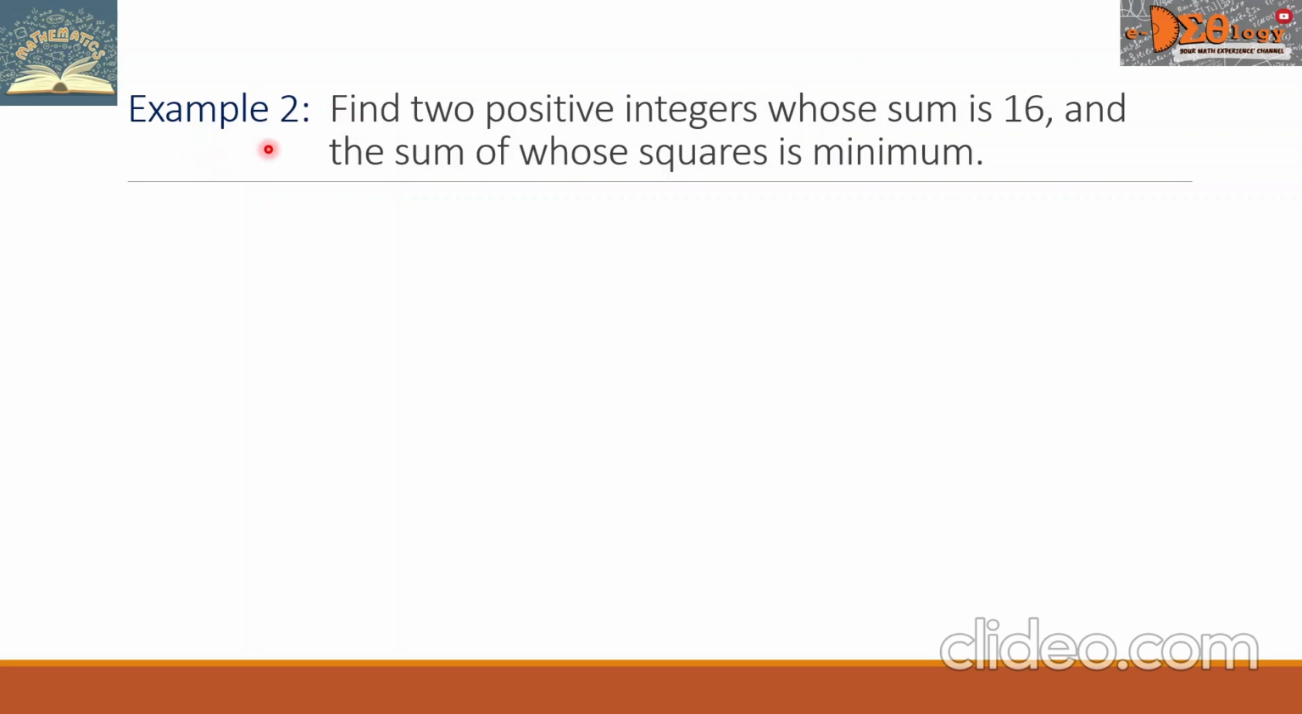Another example. Find two positive integers whose sum is 16 and the sum of whose squares is minimum.